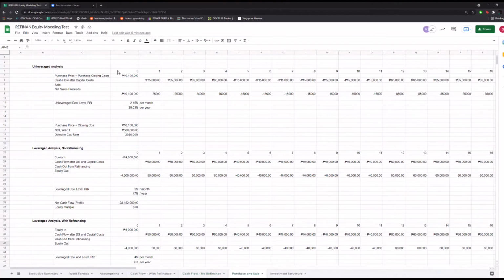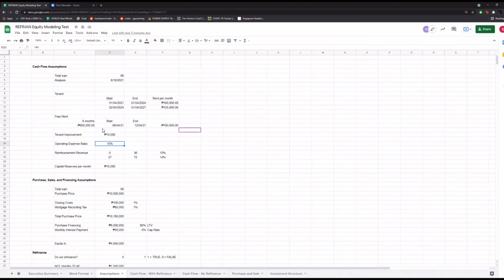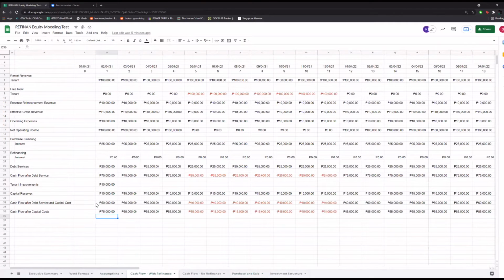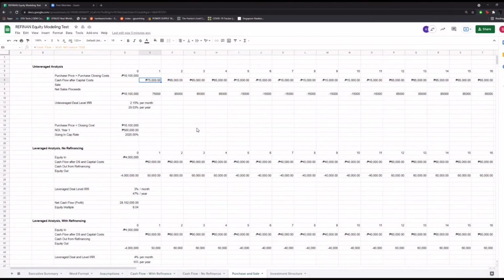In the purchase and sale, we took everything from the assumptions: the purchase price plus closing costs. The closing cost is 100,000 and the purchase price is 10 million. For the cash flow after capital cost, we basically copied what we had in the with-refinance sheet. We copied all of these and put them in our purchase and sale document.